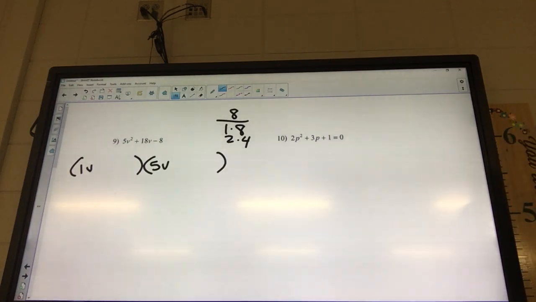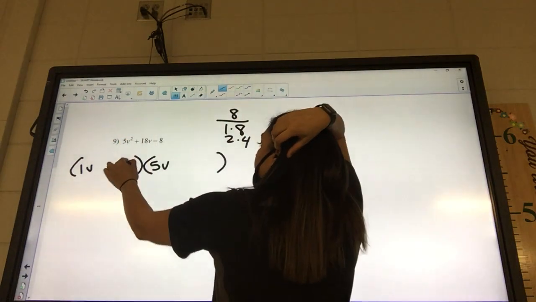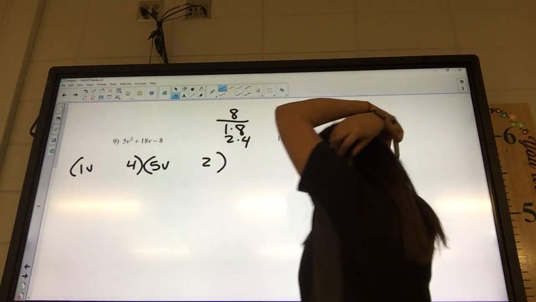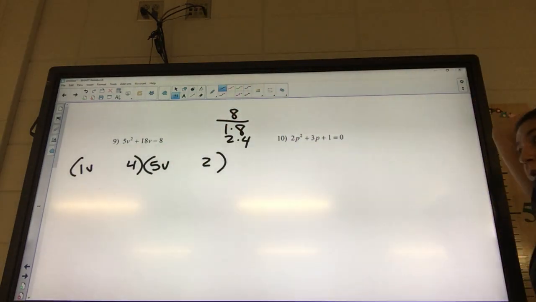4, 5. 4 and 2. Yeah. Okay, what are you going to get for the inner? 20. The outer? 2. So would a 20 and a 2 give you an 18?